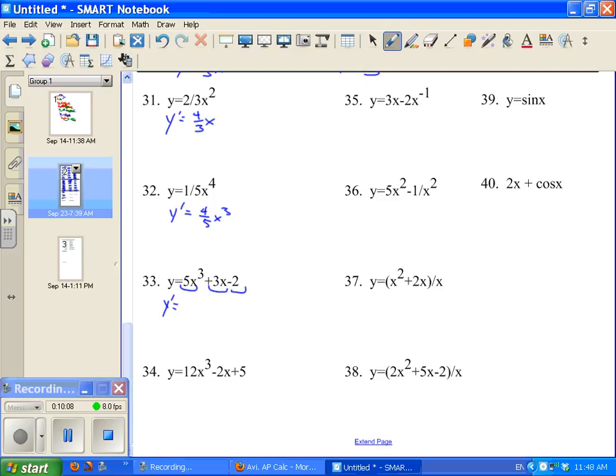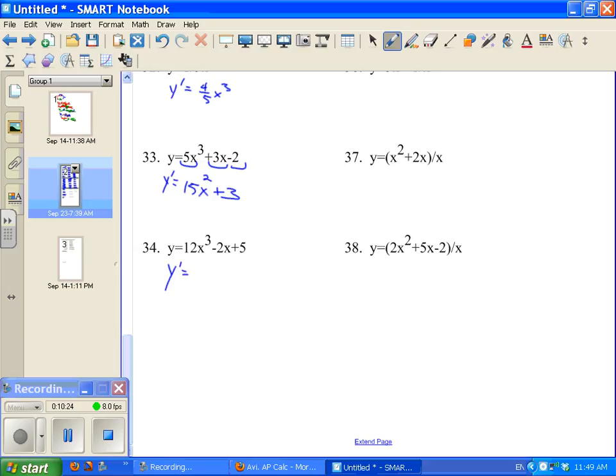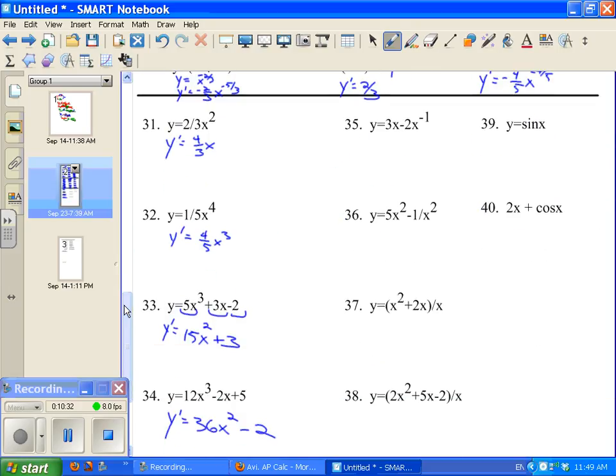Yes. Okay, so it's going to be 15x to the second, and then 3. Oh wait, it's the derivative of a constant, 0. 36x squared minus 2. This is stupid. 3 minus, or plus 2. Yeah, to the negative side. Oh, yeah, it's negative. 10x to the first.